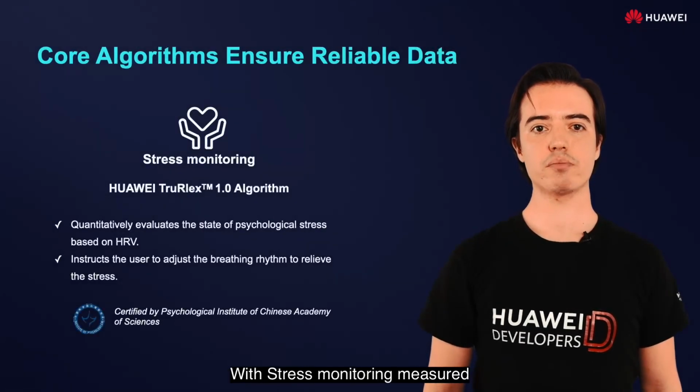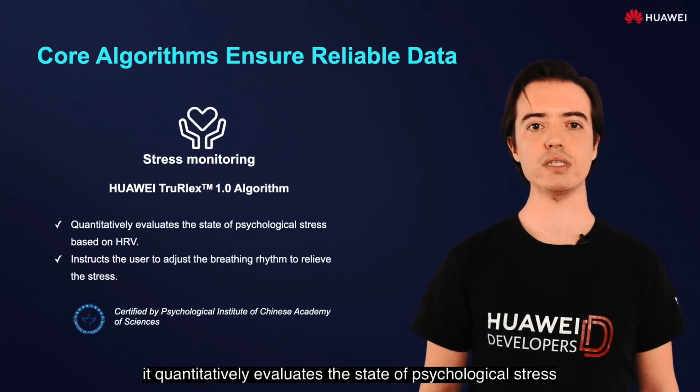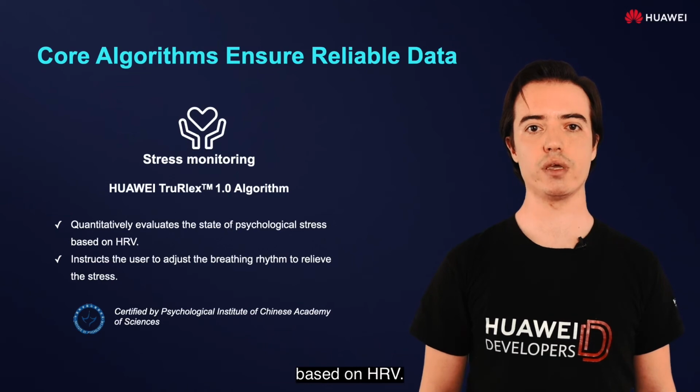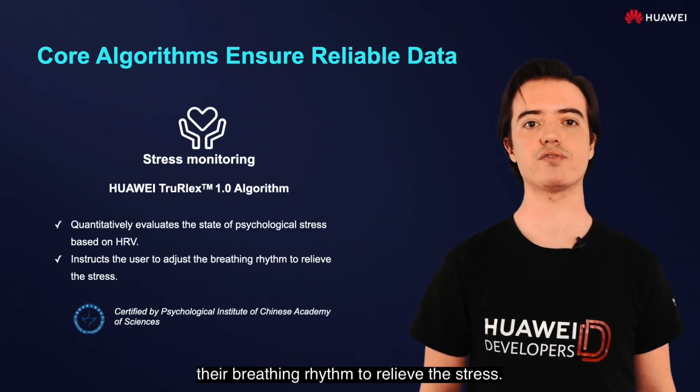With stress monitoring measured by the Huawei TrueRelax 1.0 algorithm, it quantitatively evaluates the state of psychological stress based on HRV. Also instructs the user to adjust their breathing rhythm to relieve the stress.